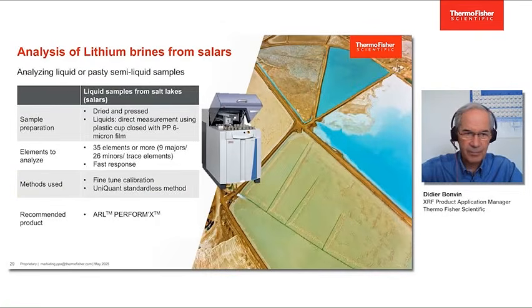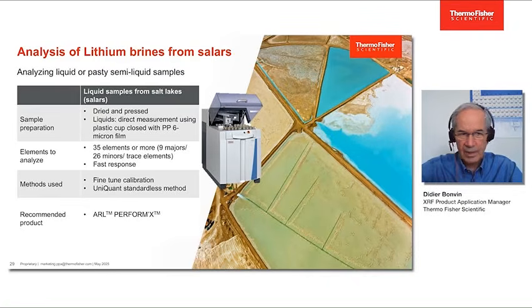So in the case of X-ray fluorescence, one of the advantages is we can measure directly, for example, the liquids without dilution. Some of the samples may also be pasty. They can also be measured by X-ray fluorescence, placing the sample into a small plastic cup closed with polypropylene 6 micron. And then X-ray fluorescence is able to measure quite a lot of different elements, up to 35 elements, sometimes more if needed. The response is quite fast.